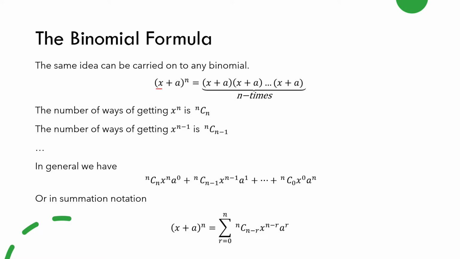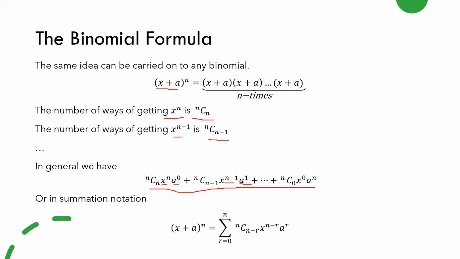So if we rewrite it for any binomial, x plus a, where x and a really just stand for whatever's in that place, and we'll go over that more in a bit, to the nth power. The number of ways of getting the first term, x to the n, is n choose n. The number of ways of getting the next term, x to the n minus 1, would be n choose n minus 1. And so you just continue that pattern out, and you get this. Notice that the a term is going in the opposite direction. So the x term starts at x to the n, and a starts at 0. And then for the next one, a would be 1, and x would be x to the n minus 1. So they kind of alternate.